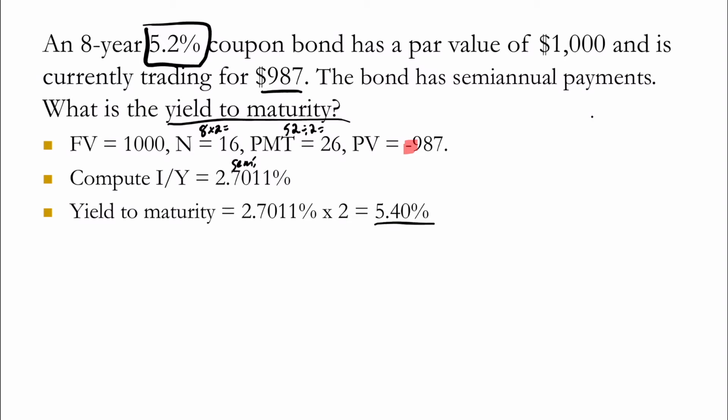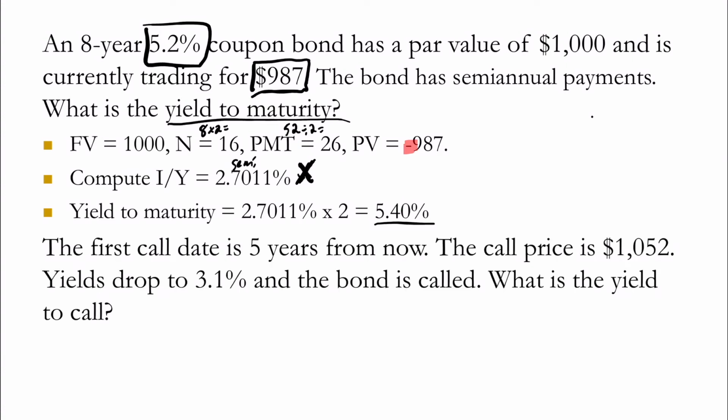That's another way that we could have made sure that we did not accidentally write this as our yield to maturity, because if we would have put that as our yield to maturity, we know that that is a semi-annual yield. And if you go into the problem already knowing that it should be greater than 5.2% because of the fact that it's selling at a discount, you can help eliminate that small mistake.